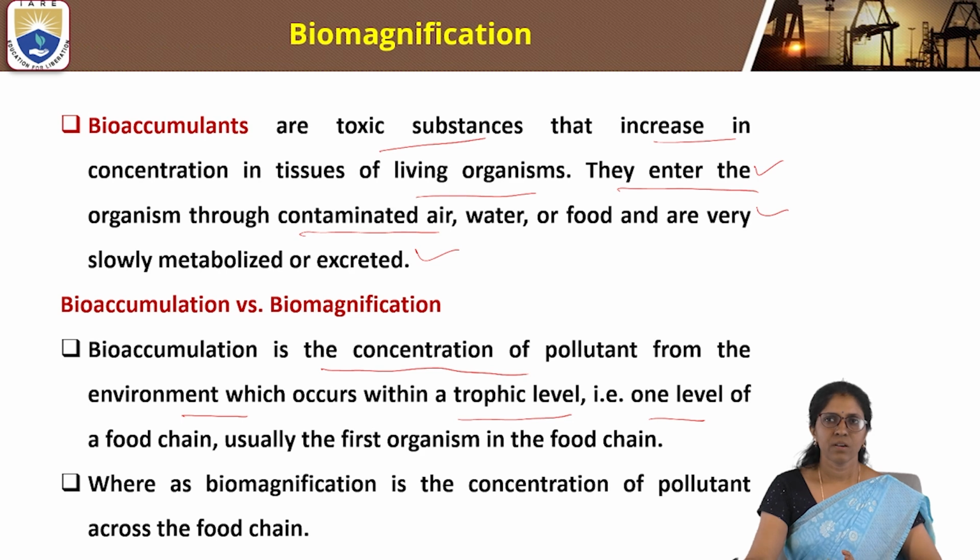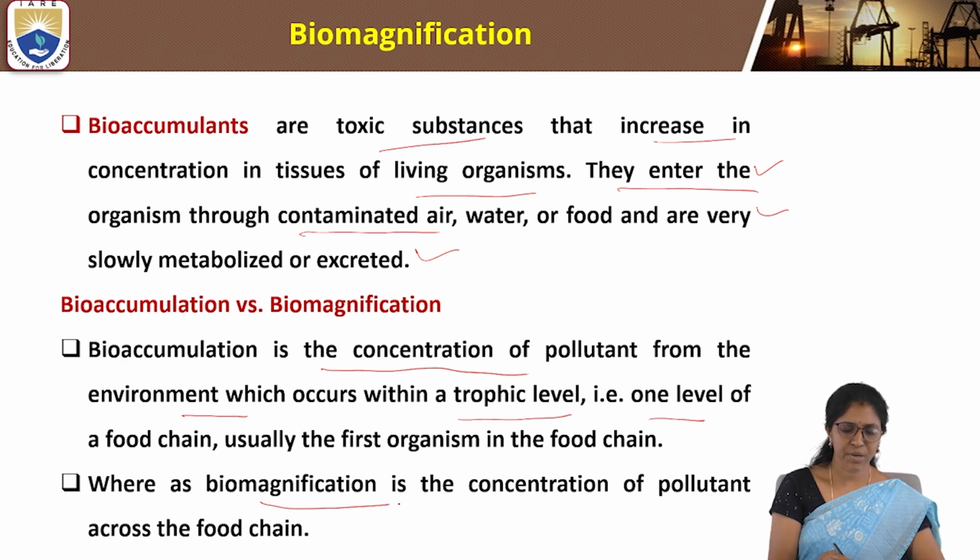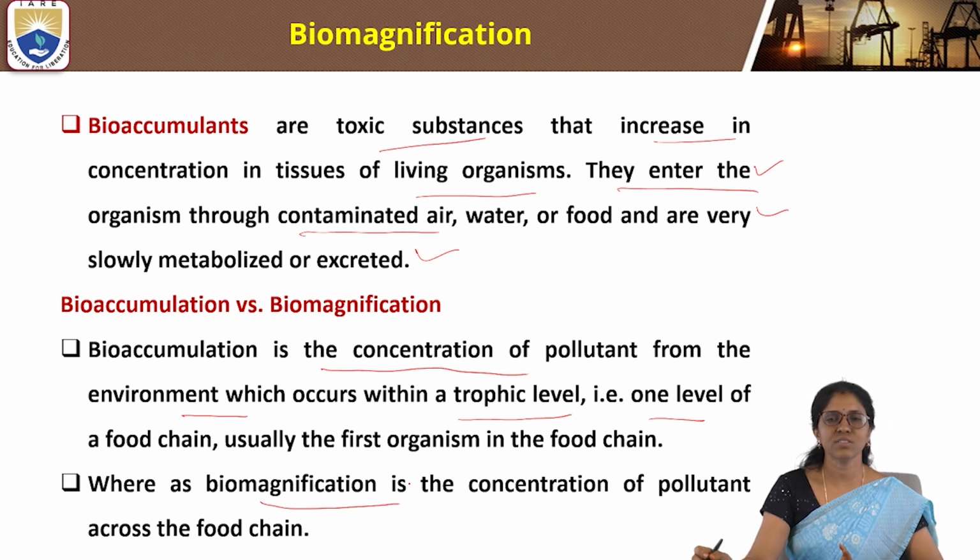Concentration of pollutant in one trophic level during time. Whereas biomagnification is the concentration of pollutant across the food chain. So bioaccumulation is the concentration of pollutant in one trophic level, whereas biomagnification is the concentration of pollutant across the food chain, how it is increasing. That is biomagnification.